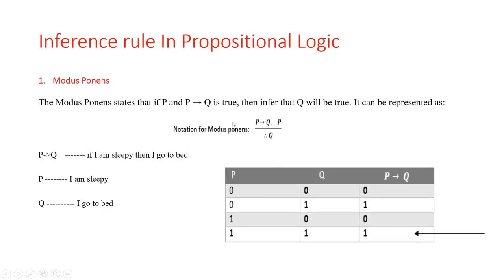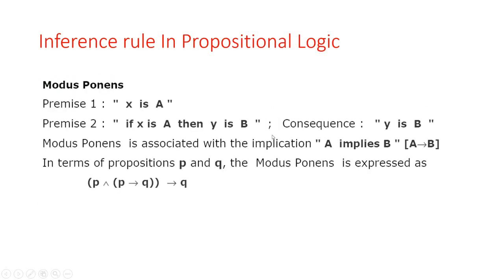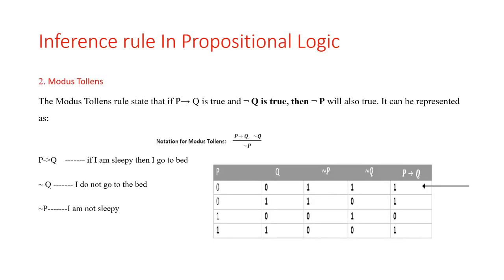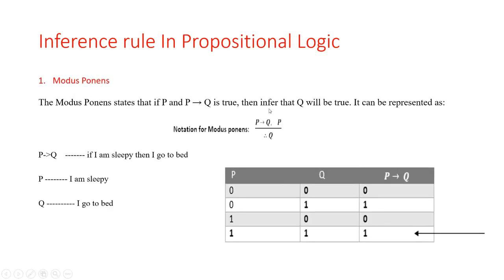Okay. So in this notation, we are generating the notation in the form of an AND. So P and P implies Q, in brackets, implies Q. Okay, in terms of the modus ponens. Then the second inference rule is the modus tollens. So the modus tollens rule states that if P implies Q is true and negation of Q is true, okay, so in the modus ponens we are generating P implies Q is true, then Q is also true and P is also true.